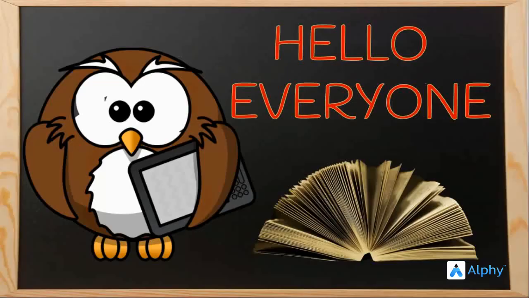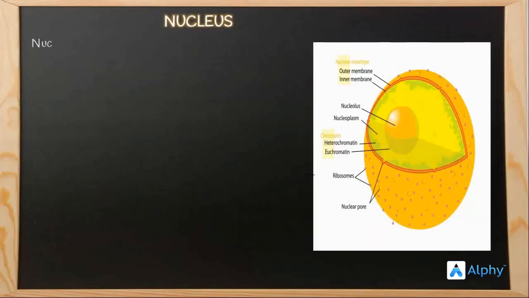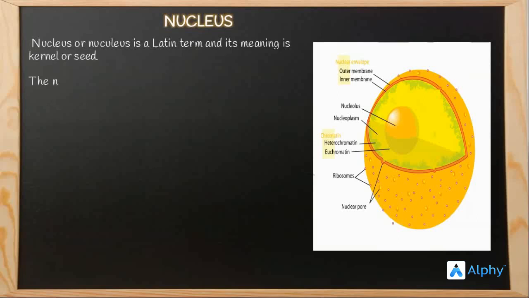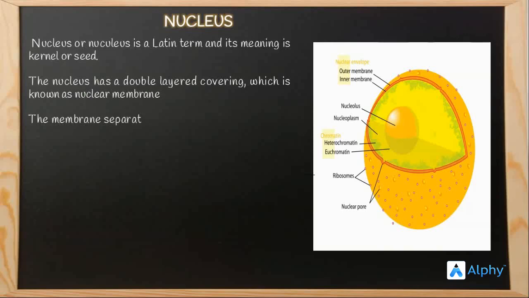Everyone, today we are going to learn about the nucleus. Nucleus is a Latin term and its meaning is kernel or seed. The nucleus has a double-layered covering which is known as the nuclear membrane. The membrane separates the content of the nucleus from the cytoplasm.